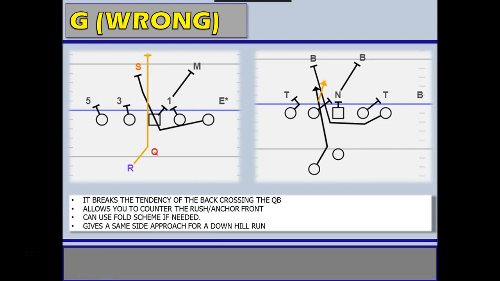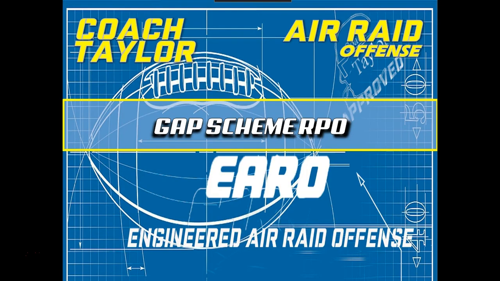It breaks the tendencies. It allows you to counter the rush anchor. It can use a fold scheme and I guess the odd front if needed. We've already talked about that. And it gives you the same side approach of a downhill run. It's like running isolation instead of a true gap play. So I like that situation from it.